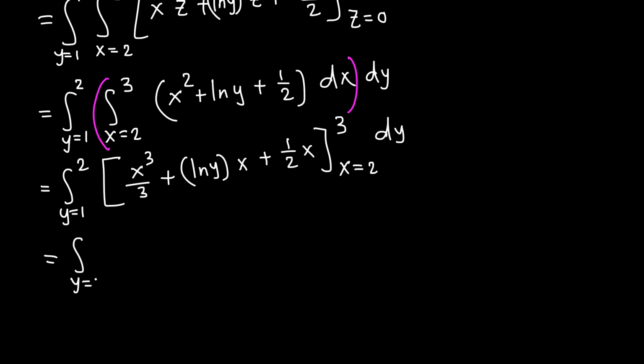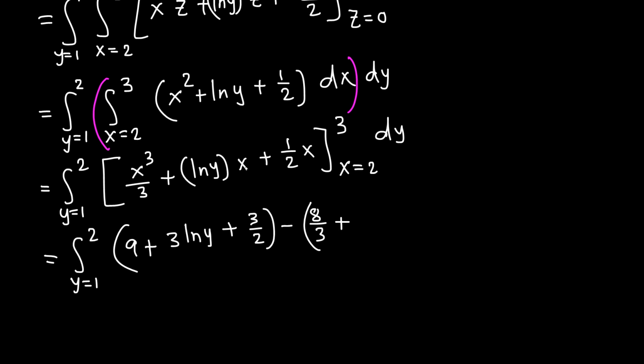So this is y equals 1 through 2. Let's plug in the upper limit for x, then subtract the lower limit. 3 cubed, 27 over 3, is 9, plus 3 ln y, plus 1/2 times 3, 3/2, that's the upper limit, minus the lower limit, 2 cubed, 8/3. So we have several terms, so I have to put parentheses around, plus 2 ln y, plus 1/2 times 2, just 1, dy.